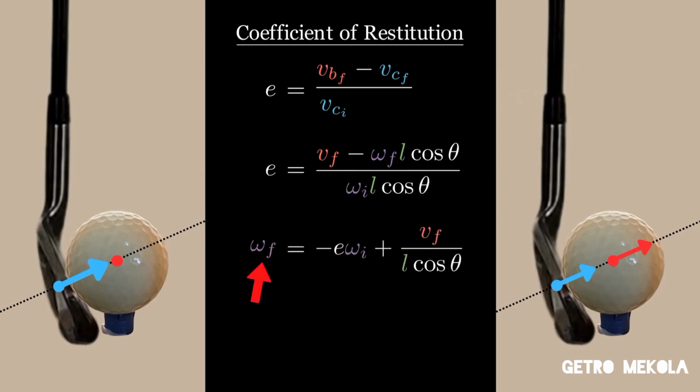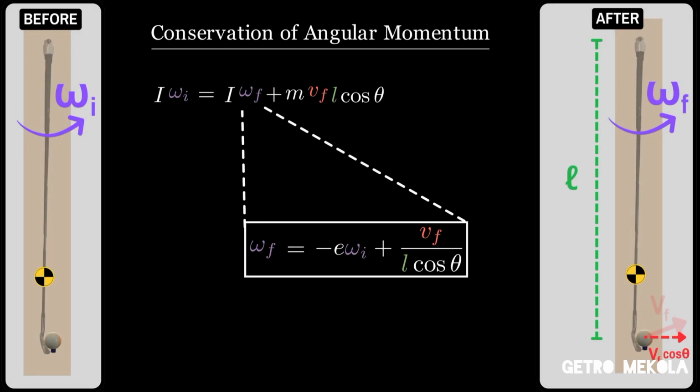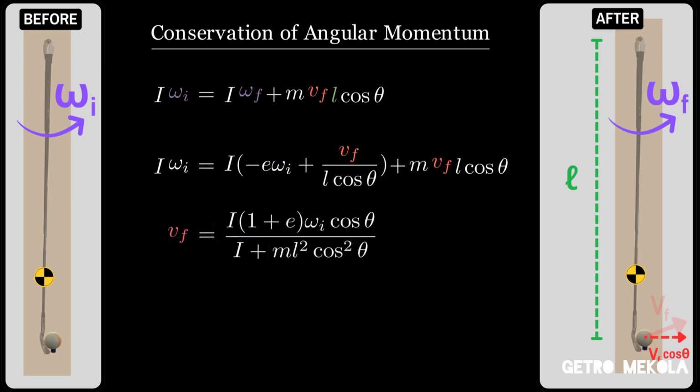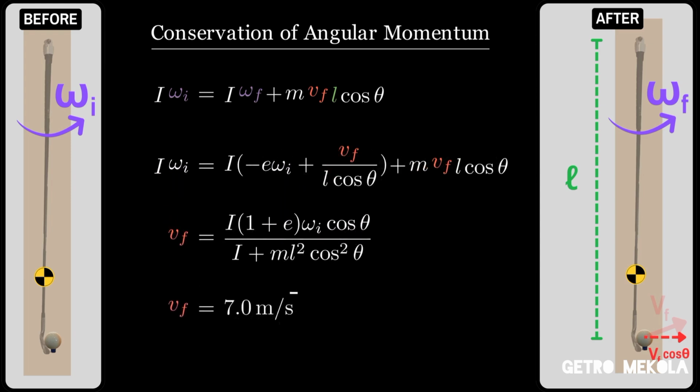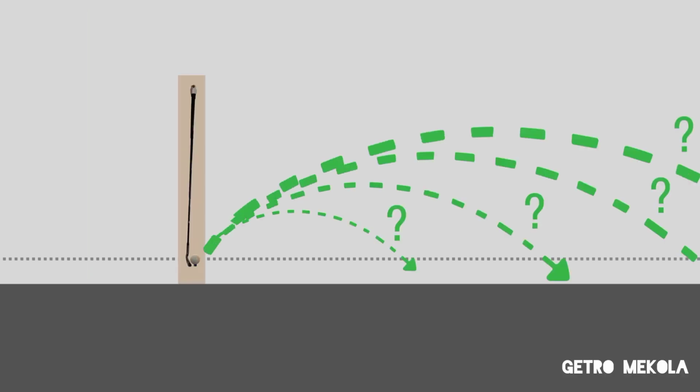Solving for the final angular velocity in terms of the ball's launch velocity and then plugging it back into the conservation of angular momentum, we've simplified it down to just one unknown, the launch velocity of the ball, which we can solve for by plugging in all the known values to get that it should be launched at a velocity of 7 meters per second. With this velocity, the final step would be calculating the trajectory of the golf ball.